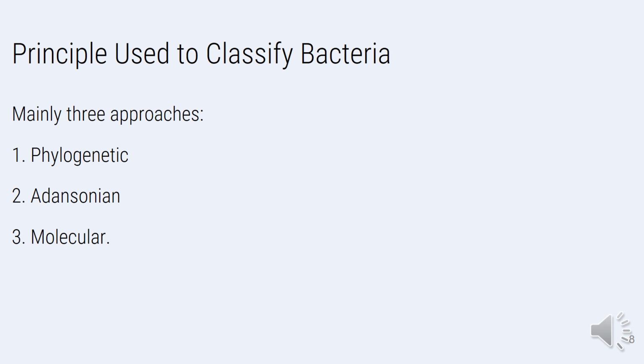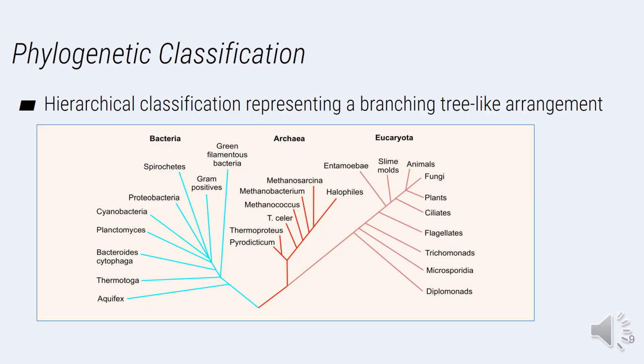The principles which are used for classification of bacteria are mainly three approaches: the phylogenetic, the Adansonian, and the molecular. This is the hierarchy classification representing the branches made into a tree-like format. I have taken so much effort to make this after reading so much literature, so make use of it.